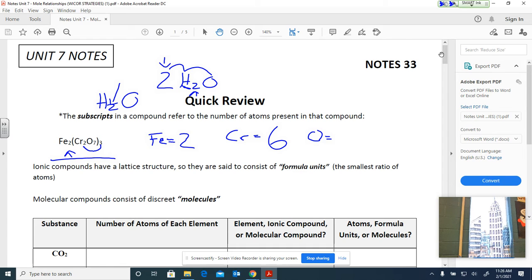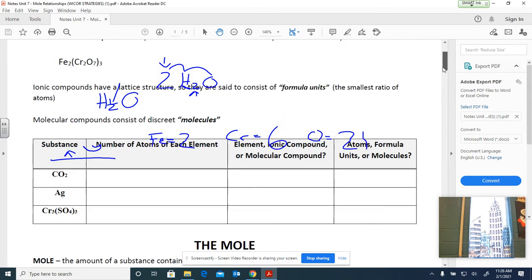And then for oxygen, same thing, 3 times 7, that's a much bigger number. So 3 times 7 is 21. There are 21 atoms of oxygen in this compound, iron chromate. Okay? So let's kind of go back on how we count because that will be important in a little bit when we move forward in the next couple of days.